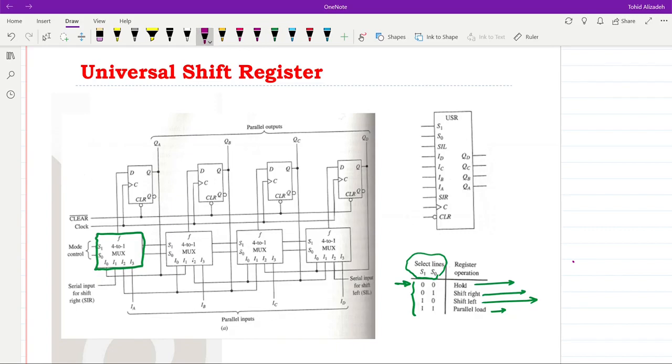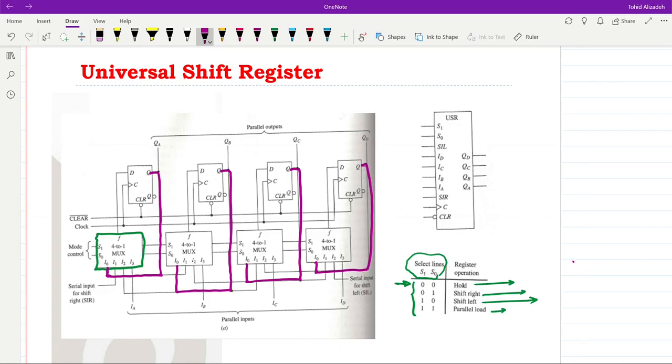When S1, S0 is equal to 0, 0, the first input to the multiplexers, I0, is selected and provided at the output of the multiplexer. But let us see where they are connected. So I0 for the first multiplexer is connected to the output of the first flip-flop. For the second one, it is connected to the output of the second flip-flop. For the third one, it's connected to the output of the third one, and for the last one, it is connected to the output of the last one.